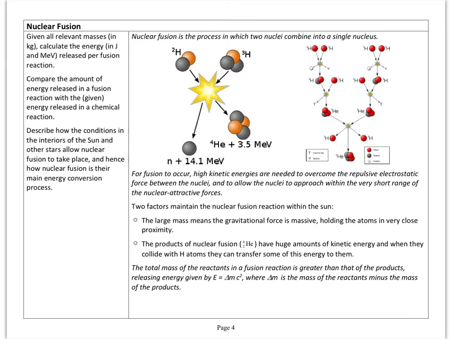Now, as with fission, the total mass of the reactants in a fusion reaction is greater than that of the products, releasing energy. So that mass that's lost is converted to energy by E equals mc squared, where delta m is the mass of reactants minus the mass of products.